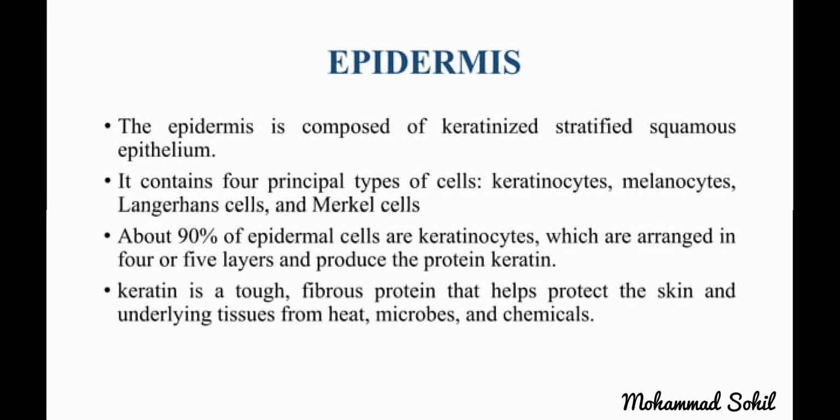Now coming to the epidermis. Epidermis is composed of keratinized stratified squamous epithelium. It contains four principal types of cells: keratinocytes, melanocytes, Langerhans cells, and Merkel cells. About 90% of epidermal cells are keratinocytes, which are arranged in 4 or 5 layers and produce the protein keratin. Keratin is a tough, fibrous protein that helps protect the skin and underlying tissue from heat, microbes, and chemicals.